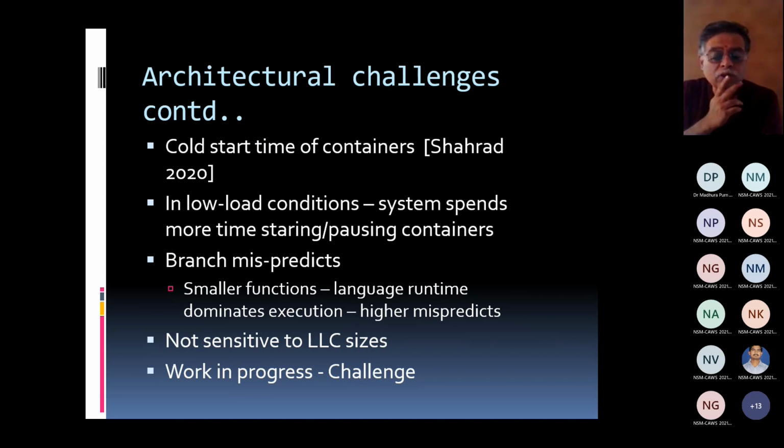Work also demonstrated that these are really small functions. They're not really sensitive to very large LLC, or last level cache, sizes. A smaller LLC can more or less manage. It's still work in progress. There are a lot of challenges in executing function as a service and seeing where the challenges are.